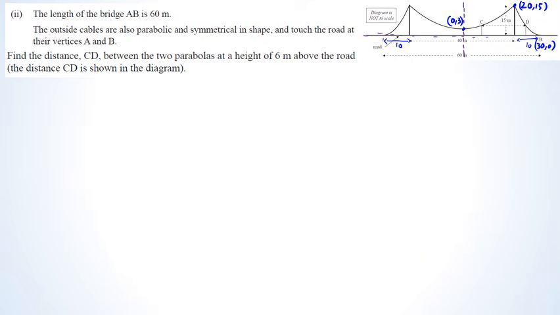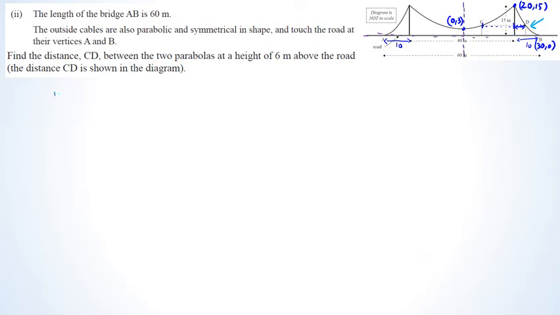So what I need to figure out is I'm looking for the distance CD. I already know what the distance from C to here is, because that is 10. Sure it is, but let's work it out anyway. And I need to figure out what this little distance here is. The way I'm going to do it is first I'm going to write the equation for this parabola here.